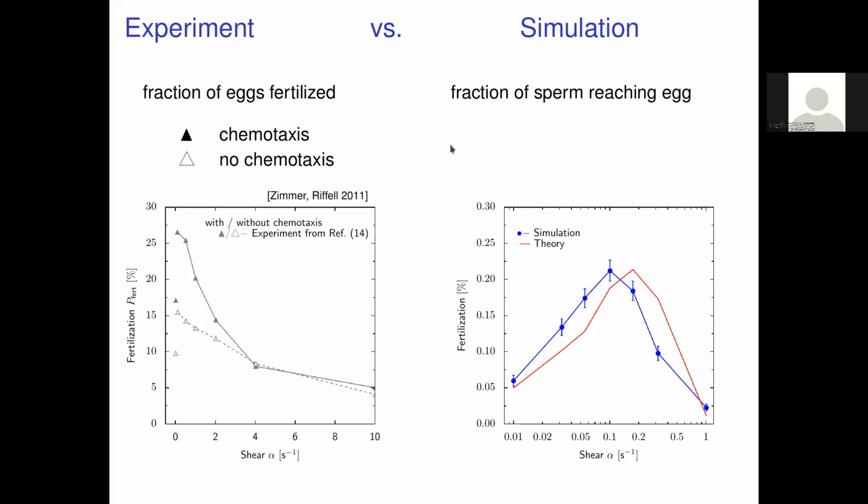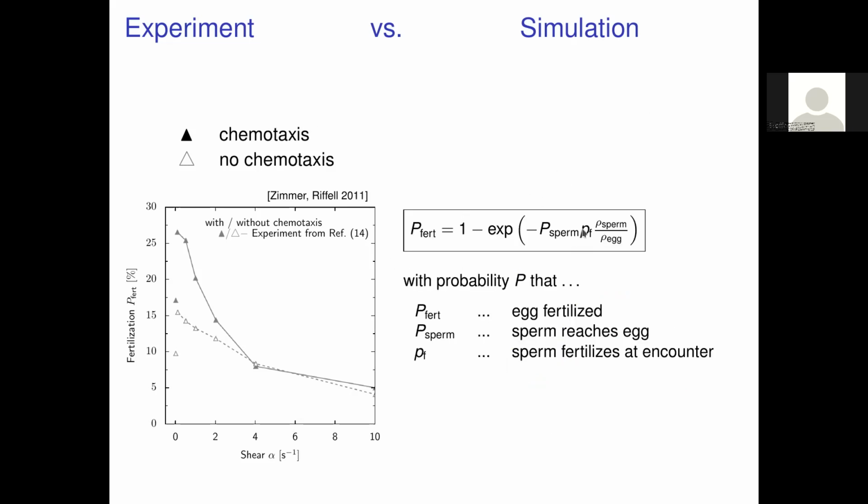Now, having understood the optimum for numerical simulations, we could compare how well our simulations reflect actual experiments. So here is some data obtained by Zimmer et al. for red abalone, where they measured the fractions of eggs that are fertilized at certain shear. And they did it both with chemotaxis and without chemotaxis. And in order to compare this to our theory, we have to translate the fraction of sperm reaching the egg, which our theory predicts, to the fraction of eggs fertilized, for which you use a simple expression that basically just introduces an additional probability that a sperm fertilizes an egg at an encounter.